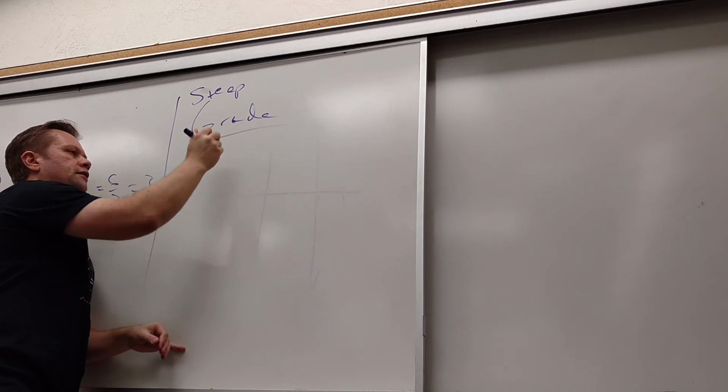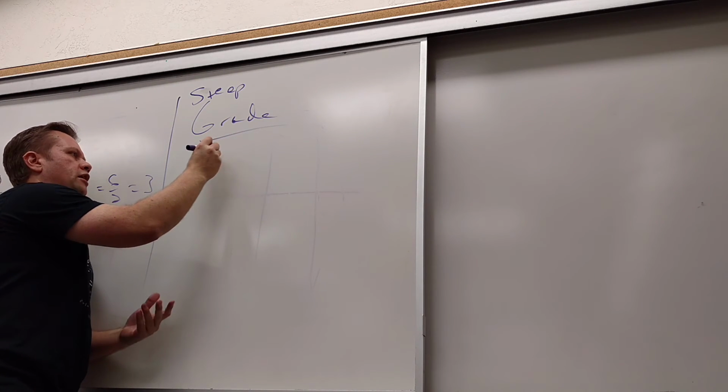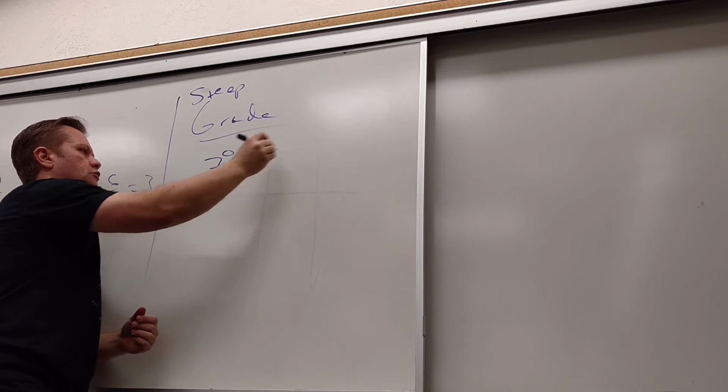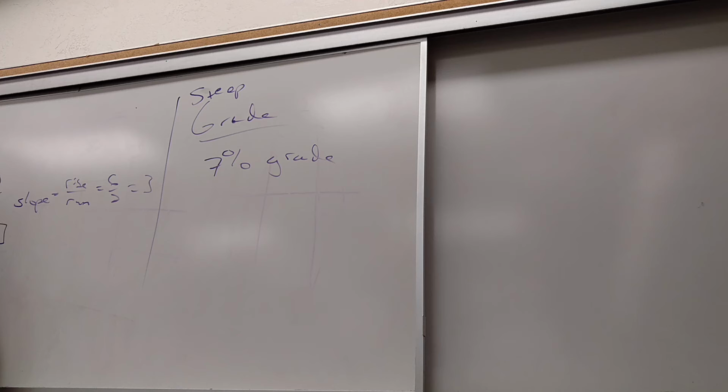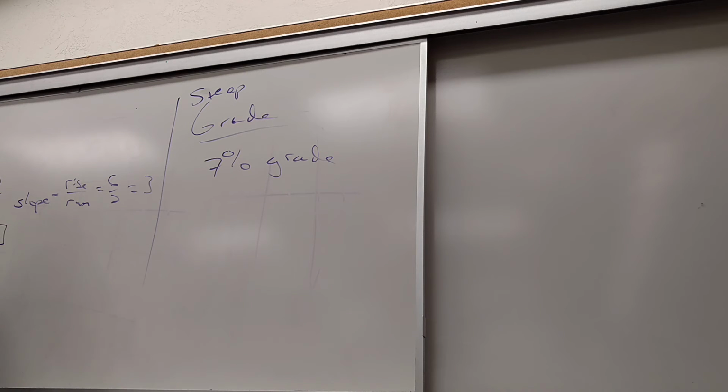So you'll see like a 7% grade on a road. Somebody help me out. Let's figure out what this means. Grade is just another way of describing slope. A 0% grade would mean the street is flat, right? Slope of 0 means flat street. It doesn't mean no slope. It means 0 slope. No, the slope is 0, not there's no slope.